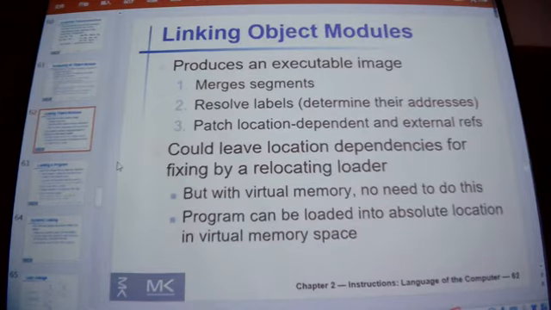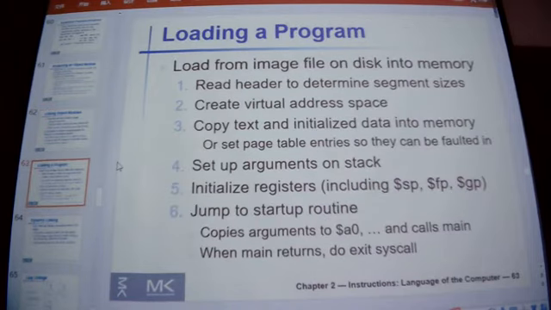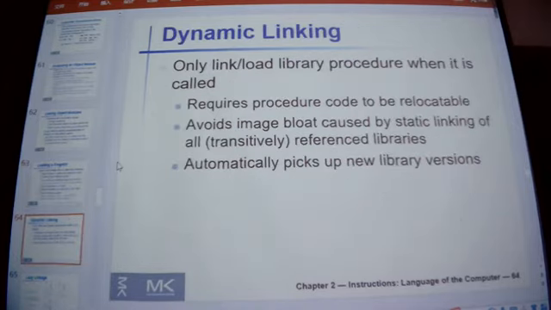This is the linking object model. We can find it produces an executable image. We can find three steps. One is merge segments, two is resolve labels, three is patch locations. You can learn that loading a program has six steps. Dynamic linking has three features.